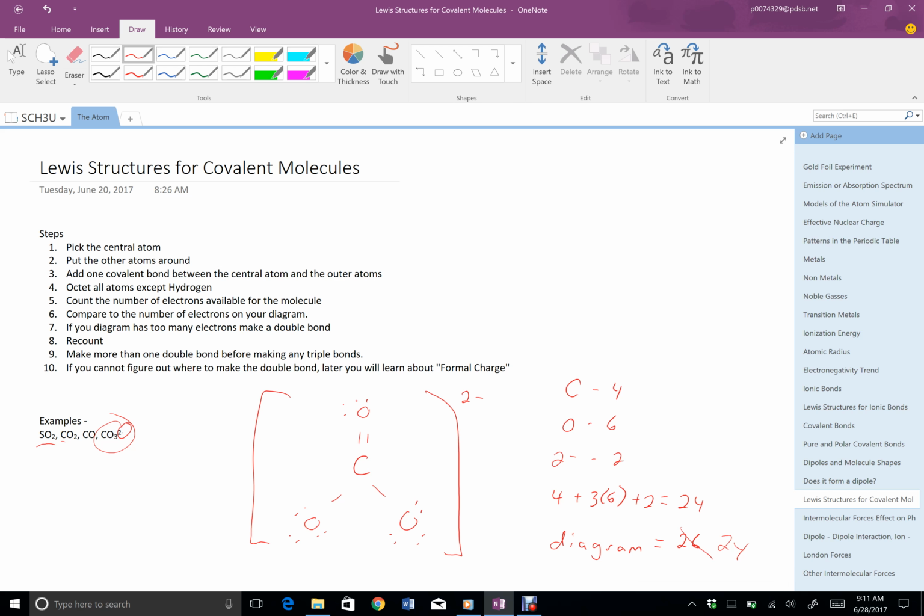So those are some examples of Lewis structures for covalent molecules. There's a little bit more to it in formal charge. Some of them are a little more ambiguous about where you should make the double bond or how you should make the double bond. We'll address that later, but for now that should get you through most of the common covalent molecules.